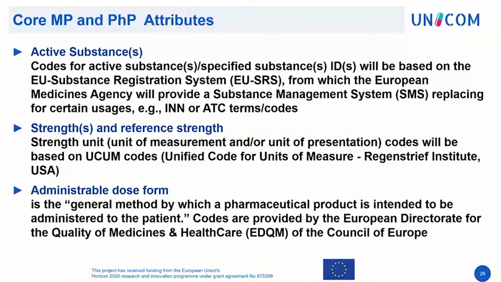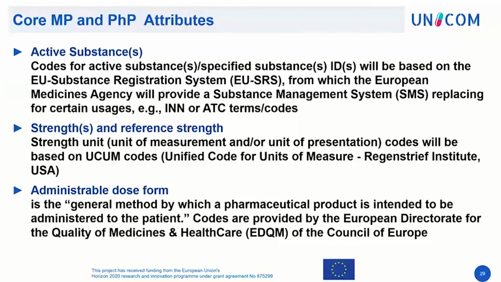These active substances, as I said, the Dutch colleagues and some other national agencies are building new substance registration systems, which will be much more detailed than INN or ATC or what else we have at other national levels. And this will become mandatory for the pharmaceutical industry. And this will be the core of the new IDMP compatible systems across Europe. And then we have to define strings and reference strings. And here we have the unified code for units of measurements, which are used to define these strings.